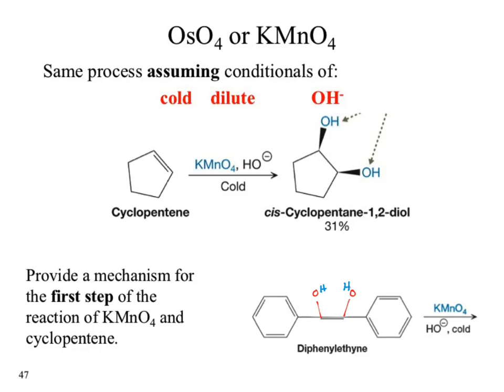We could go through and show wedges and dashes. The wedges and dashes become less relevant here. Why? There's no stereocenter. This is a double bond. It's an alkene, so we don't need to specify that. Extra little issue that pops up with this one. It may help if we actually make this a little bit more apparent.